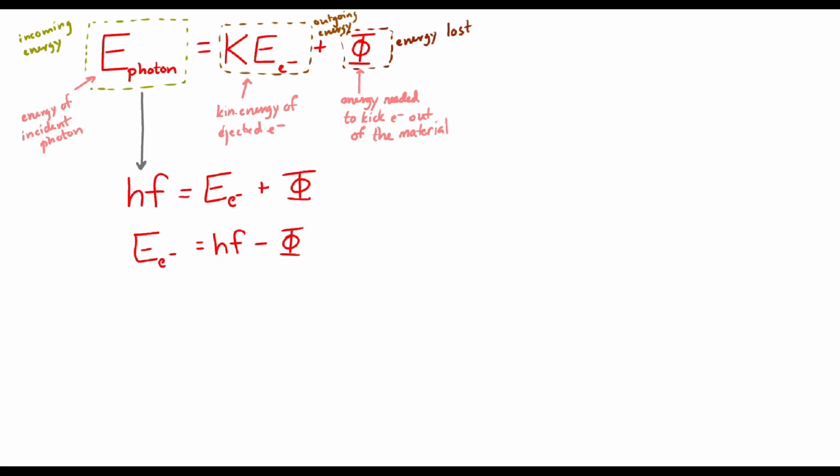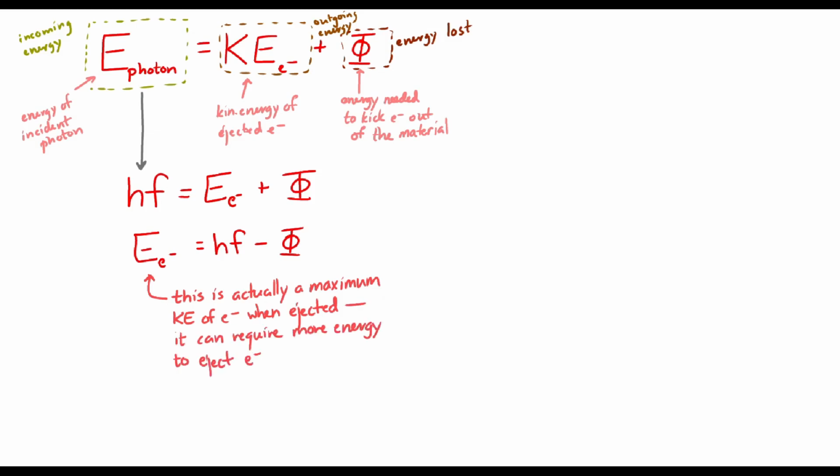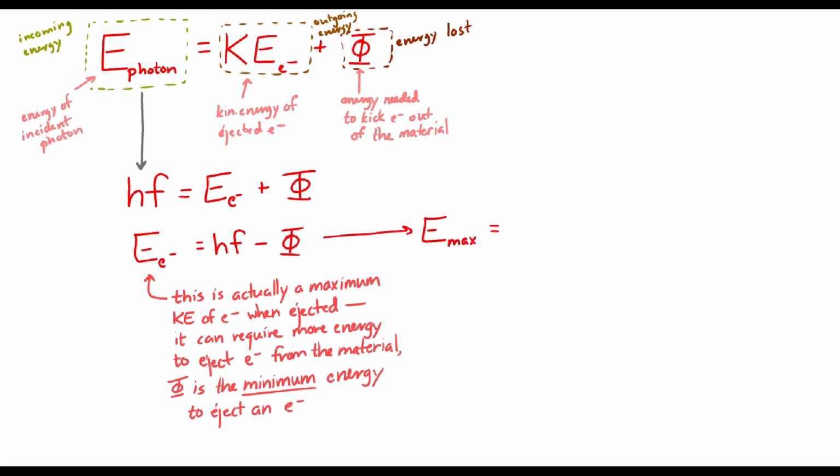Now the energy of the ejected electron is actually the maximum possible energy of the electron when it leaves. The reason why this is the maximum possible energy of an ejected electron is because it actually can require more energy to eject an electron from the material. The work function just tells you the minimum amount of energy that's necessary to kick an electron out. So here we get this expression. The maximum kinetic energy of an ejected electron is equal to hf minus the work function. And this is confirmed by observations.